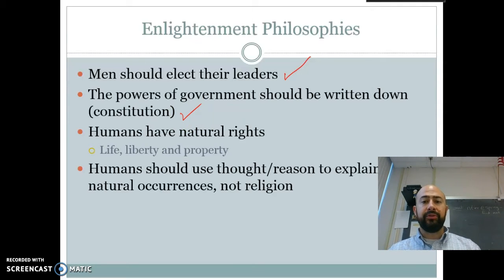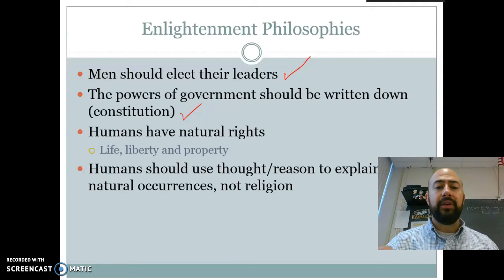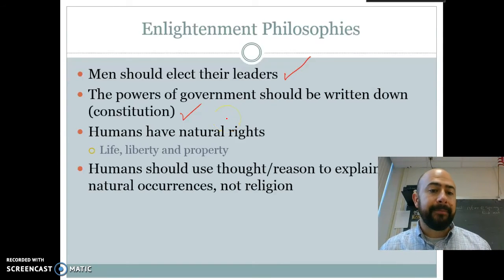If we think back to Massachusetts, there's the Mayflower Compact. If we think about Connecticut, there was the Fundamental Orders of Connecticut. So this sort of process was already happening in many of the colonies.